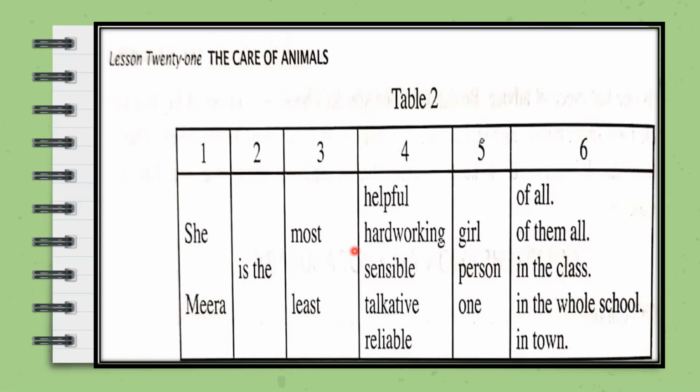So most helpful, most hardworking, most sensible, most talkative, least reliable, most reliable. These are the words which never become like this: helpful, helpfuler, helpfulest. No, they always keep most with them. So we have read this. Now we have an exercise. Let's solve that exercise.